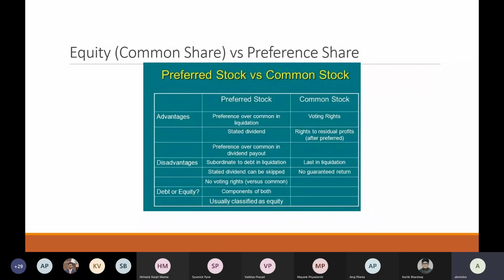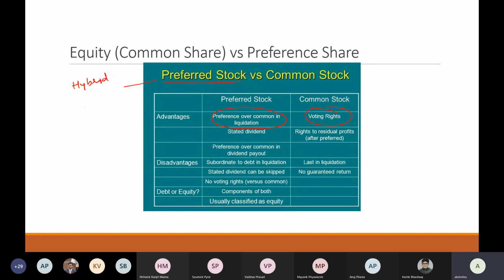And now, when we differentiate between preference share and common share: we call it preference share because they get priority, as we have seen in our previous slide. In case of liquidation, preference shareholders get priority over common shareholders, but they don't get voting rights, whereas in case of common shares, they get voting rights.